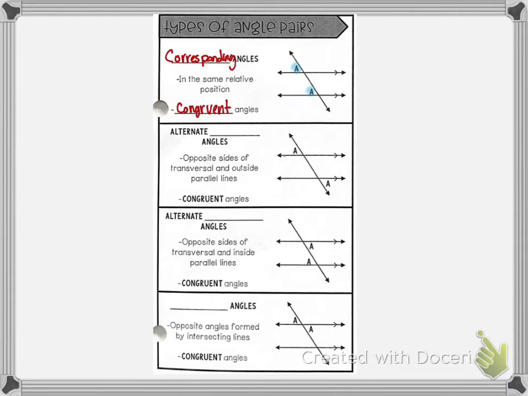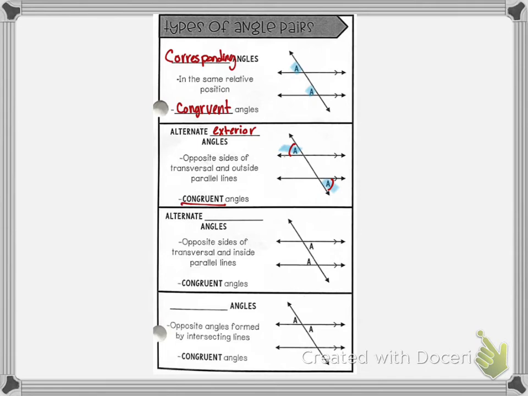Next, we have alternate exterior angles. Here we have angles on opposite sides of the transversal and outside the parallel lines. Here are the parallel lines, and we're talking about exterior, so outside of the parallel lines, and they're on opposite sides of the transversal. You see how this one's on this side and the other one is on the other side. These are congruent angles, so they are the same measure. If this was 92 degrees, then this would also be 92 degrees.